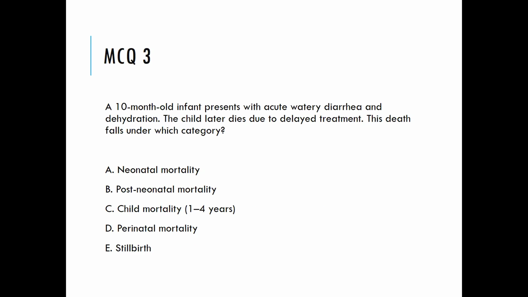Question number 3 is a 10-month-old infant presents with acute watery diarrhea and dehydration. The child later dies due to delayed treatment. This death falls under which category? Option A, neonatal mortality. Option B, postneonatal. Option C, child mortality. Option D, perinatal mortality. And option E, stillbirth.